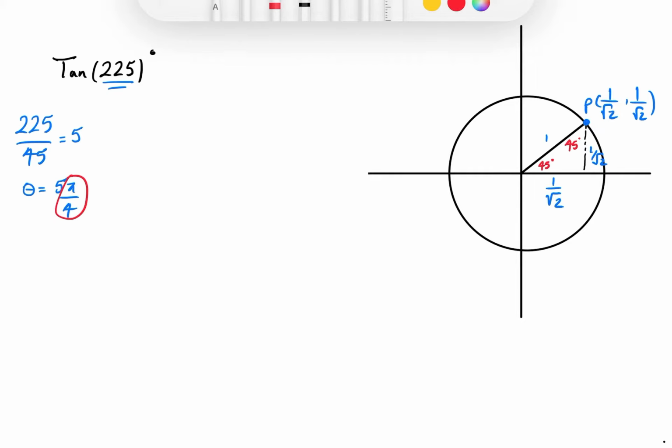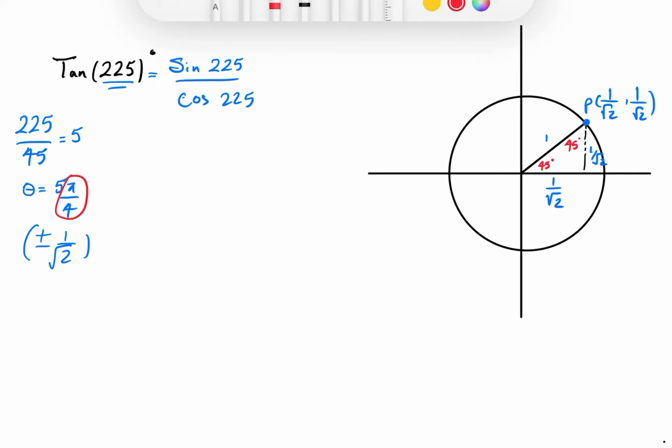Now, we've already established that for anything that is a multiple of pi over 4, the values of its sine and cosine are always going to be either positive 1 over radical 2 or negative 1 over radical 2. However, here we're talking about the tangent, which is the sine of 225 over the cosine of 225. However, we don't know what the value of the sine of 225 or the cosine of 225 is.